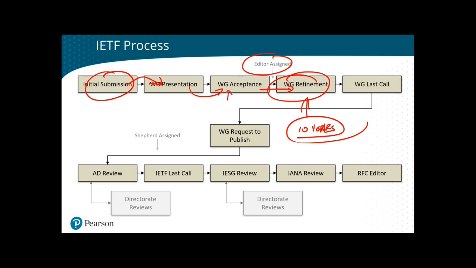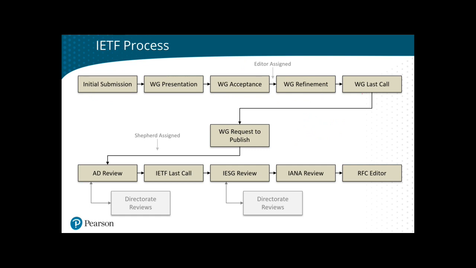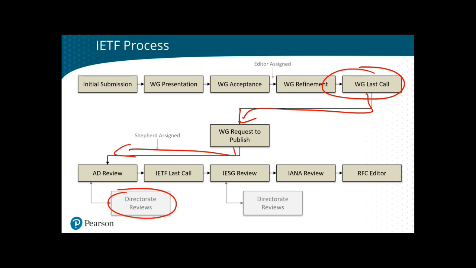Then finally, once you've gone through all of that, everybody in the working group will say, okay, this is ready for publication. It'll go to working group last call. Then it gets a request to publish by the working group co-chairs, and there will be a shepherd assigned. Now, the shepherd's job is just to make sure the document makes it through the process. At this point, there will be a directorate review by the AD.